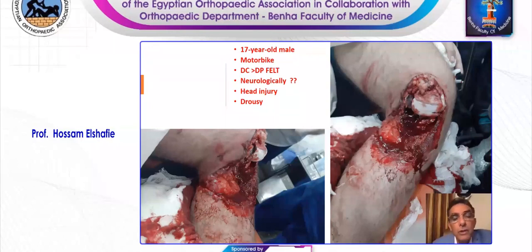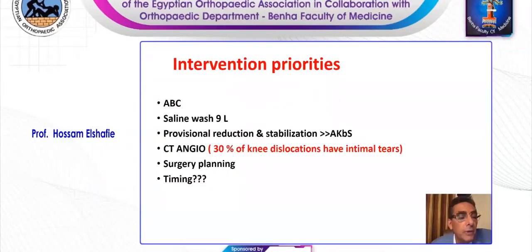He had a head injury and was a bit drowsy, but he did not have severe head injuries. Neurologically free, he did not have any neurological deficit, even distal in the affected limb. Vascularity was okay. But of course this is an open knee dislocation, and we all know that about 30% of patients may have an intimal injury of the popliteal vessels.